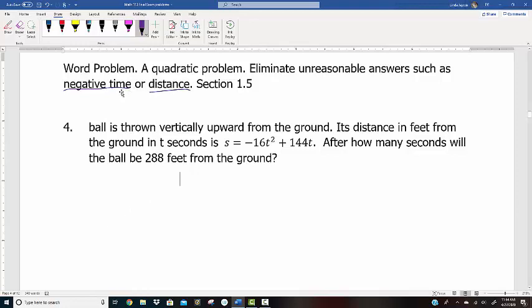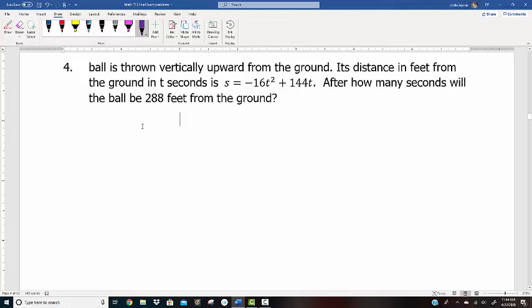So let's look at our problem. It says a ball is thrown vertically upward from the ground. Its distance in feet from the ground in t seconds is this equation. So just remember, S is your distance in feet, and the t is your seconds that you're looking for.